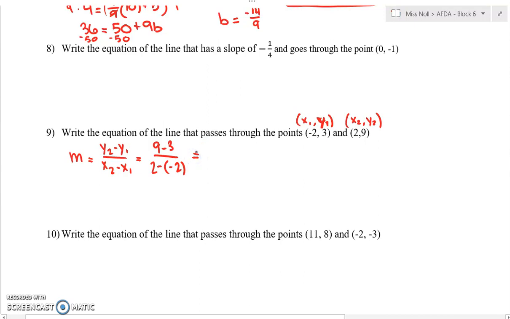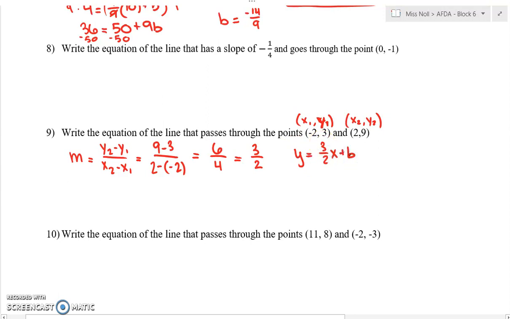So what happens when we have 2 negatives? It becomes positive, yeah. So we have 9 minus 3 is 6, over 2 minus negative 2 is 2 plus 2, which is 4. So I'm going to reduce that to 3 over 2, 3/2. So then from there, that is my slope. So I have y equals 3/2 x plus b.